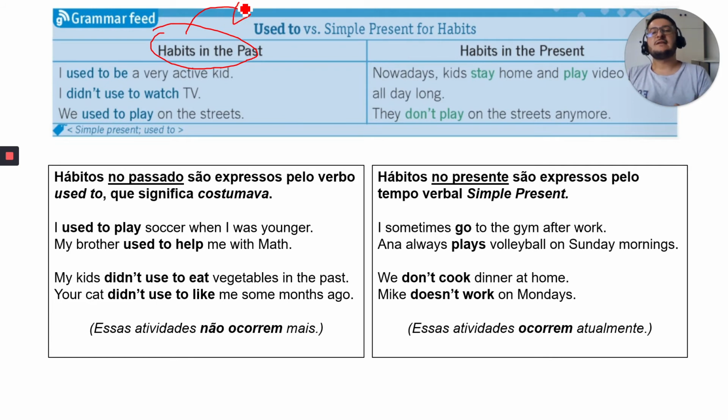The sentence is: I used to be a very active kid. As we have here, I used to be a very active kid.